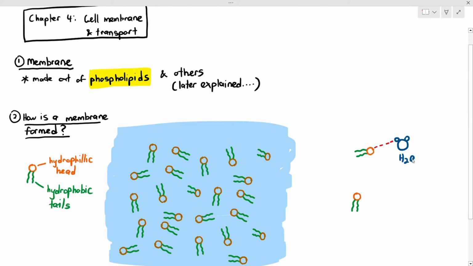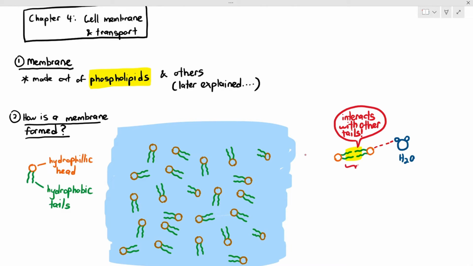But the tail, however, does not want to interact with water, and as all nonpolar molecules go, they interact with other nonpolar molecules, which are the tails. Thus, they form a configuration which is quite peculiar, where the head faces the water and the tails face each other. And when the tails face each other, we call this something known as the hydrophobic interaction, which I've also mentioned in lipids and proteins.